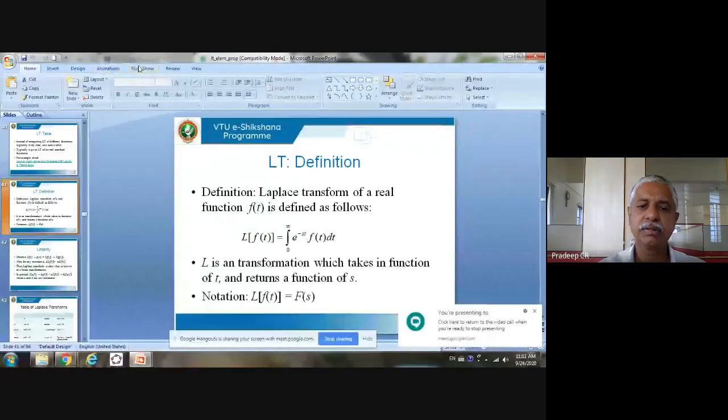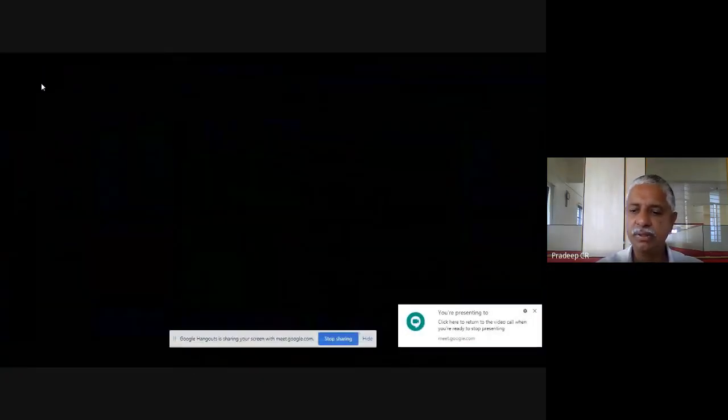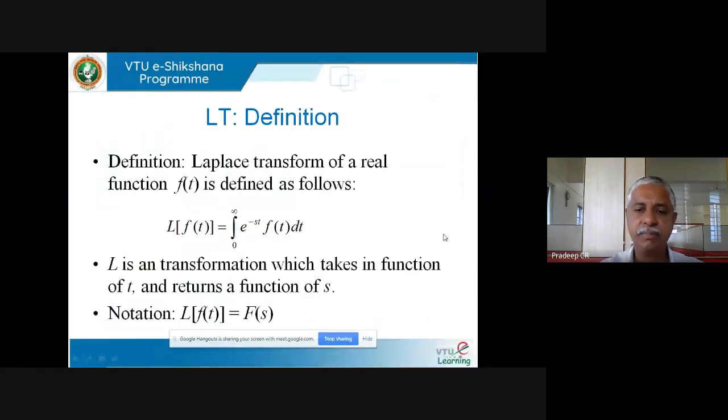Last time we had defined what the Laplace transform was. So I'll start from where I stopped. This was our definition of the Laplace transform of a real function f(t). Laplace of f(t) is defined as the integral of e^(-st) f(t) dt, with integration limits from t = 0 to infinity. This is what we did, and this is a function. This is a transformation. L is a transformation which takes functions in t to functions in s.